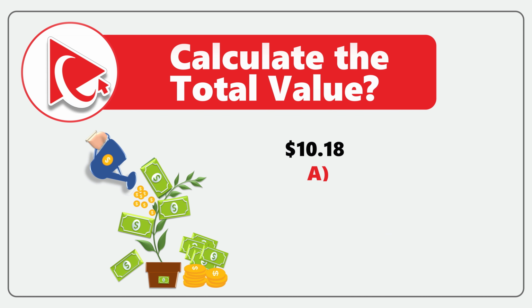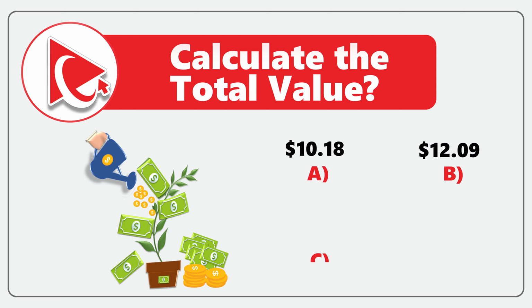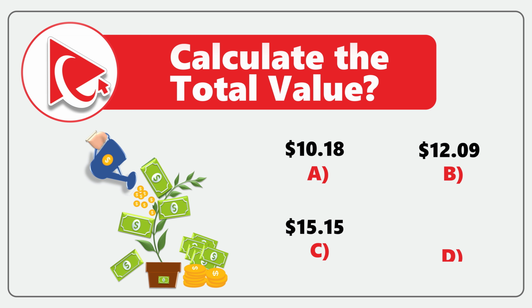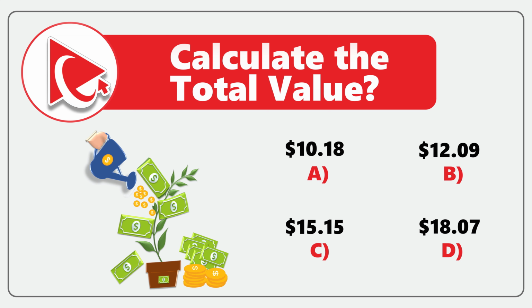Choice A, $10.18. Choice B, $12.09. Choice C, $15.15. And last but not least, choice D, $18.07. Take a close look to see if you can complete the calculations.